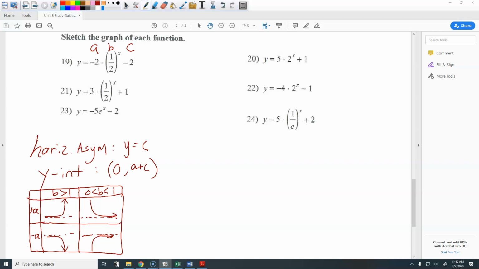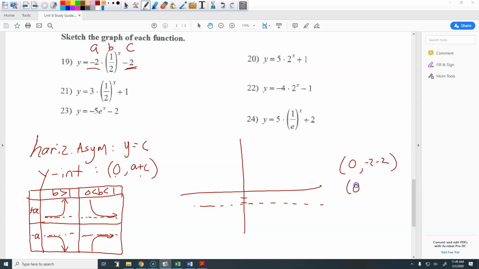Okay? So let's go ahead and do number 19 here. My horizontal asymptote is negative 2. My y-intercept is 0, a plus c. So that would be negative 2 and negative 2, which is negative 4. And then we have to pick our shape. My b value is between 0 and 1, and my a value is negative. So I'm using a shape like that one there. And there you go. That's that.